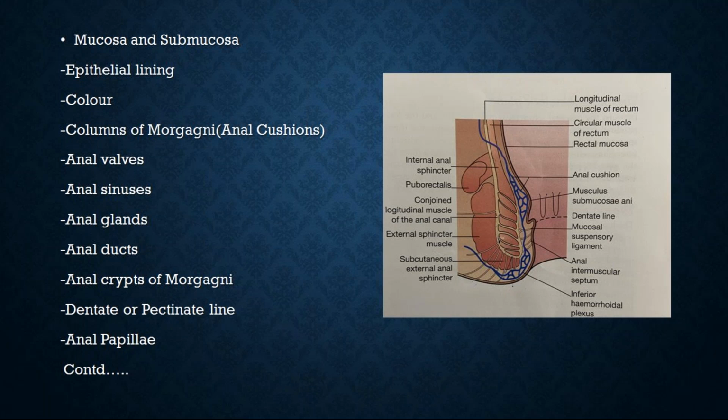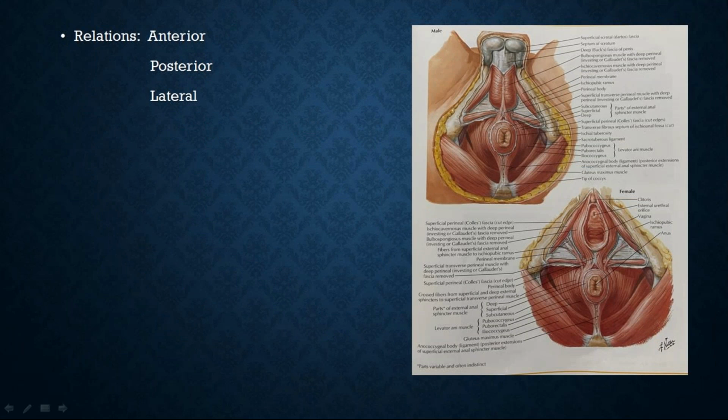These radicals are very prominent at 3 o'clock, 7 o'clock, and 11 o'clock, when you keep the patient in the dorsal or lithotomy position and look at the anus. If you think of it as a clock, in the lithotomy position, this will be the 3 o'clock, this the 7 o'clock, and this the 11 o'clock.